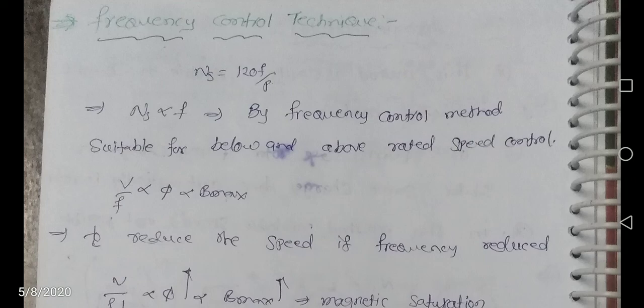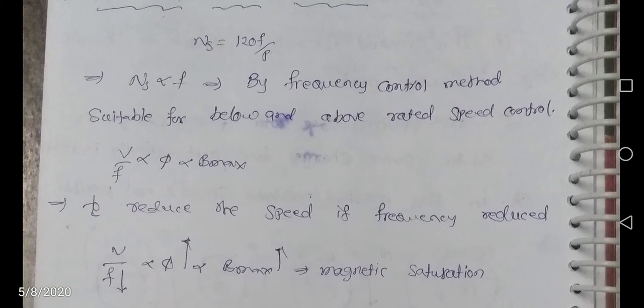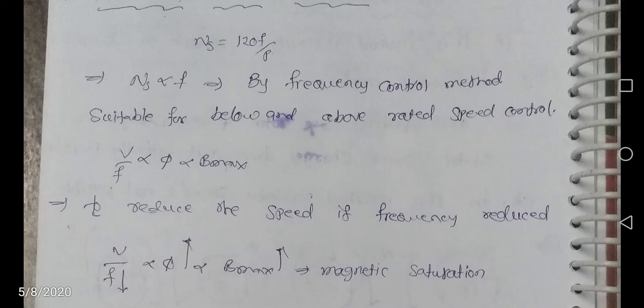As in the last, the stator voltage control method is suitable for below rated speed applications, and the pole changing method is suitable only for fixed voltage control. And the frequency control method is suitable for below rated speed applications and above rated speed applications.